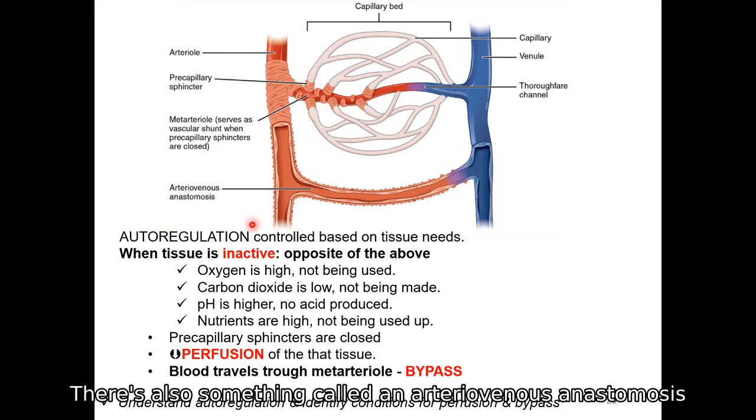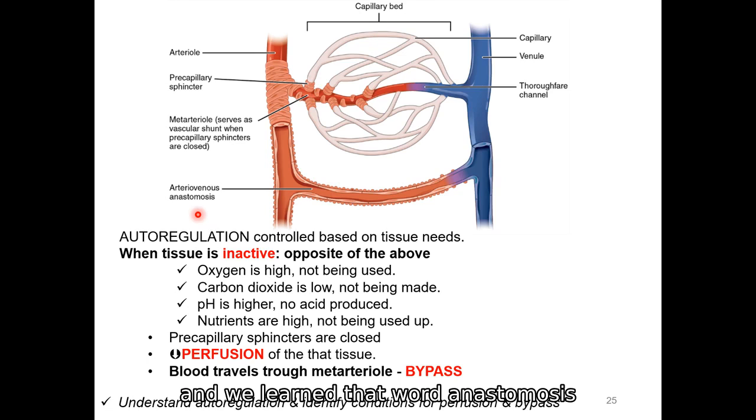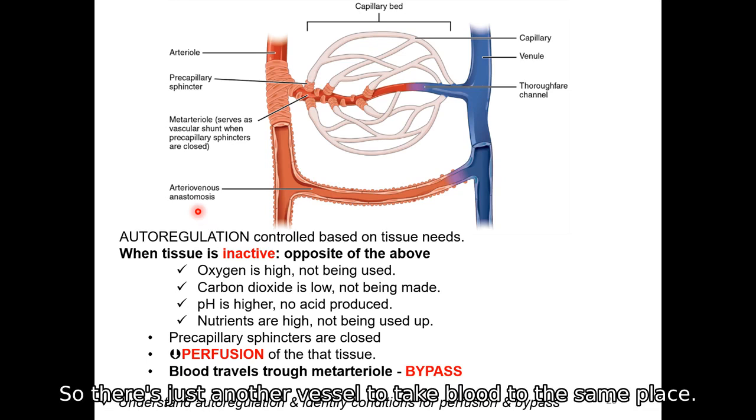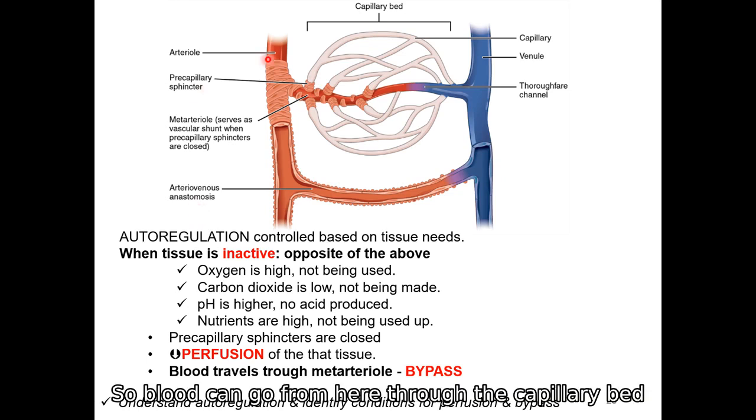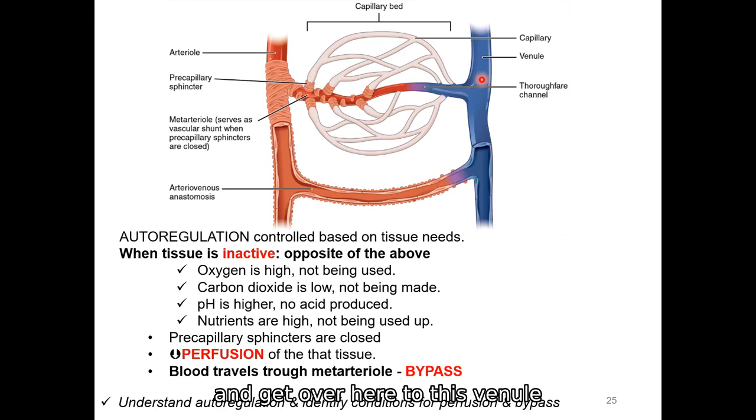There's also something called an arteriovenous anastomosis, and we learned that word anastomosis when we talked about the coronary blood supply. So there's just another vessel to take blood to the same place. Okay, so blood can go from here through the capillary bed and get over here to this venule, or it could just travel through this anastomosis.